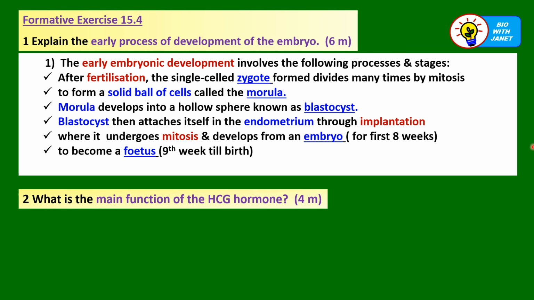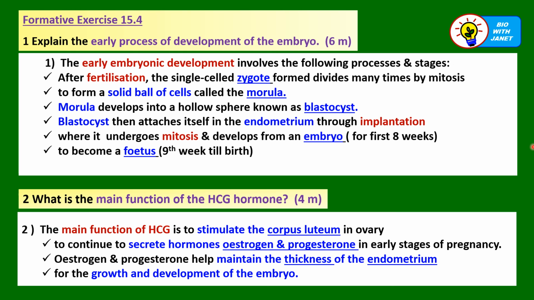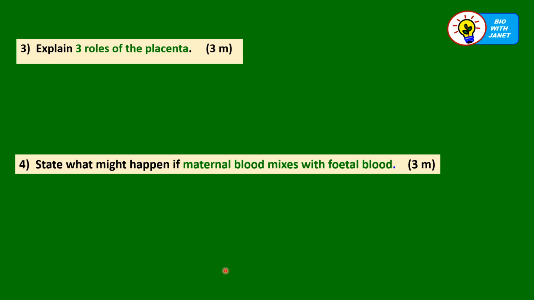Okay. Now, secondly, what is the main function of the HCG hormone? 4 marks. So the main function of HCG hormone is to stimulate the corpus luteum in the ovary to continue to secrete the hormones estrogen and progesterone in the early stages of pregnancy. Then these two hormones, estrogen and progesterone, help to maintain the thickness of the endometrium for the growth and development of the embryo. Number 3, explain 3 roles of the placenta.